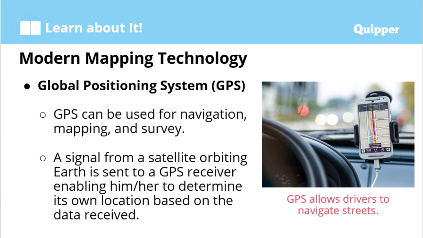Alright, so ano ba gamit nito? It signals from a satellite orbiting Earth. It's sent to your GPS receiver, enabling a person, him or her, to determine its own location based on data received.